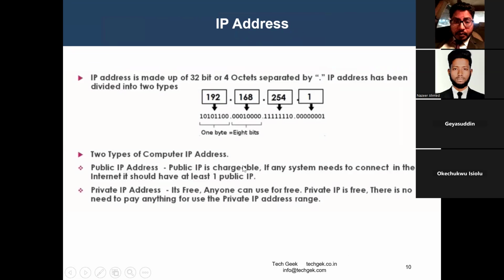A public IP address is chargeable. If any system needs to connect to the internet, it should have at least one public IP address. And any system that is going to connect to the network needs one private IP address. Now, guys, I want to ask, how is it possible for a private IP address and a public IP address to work together?